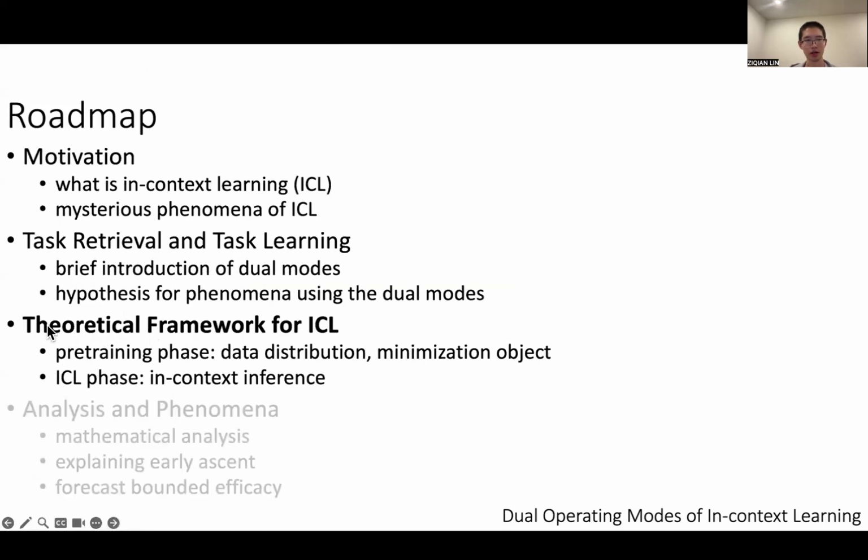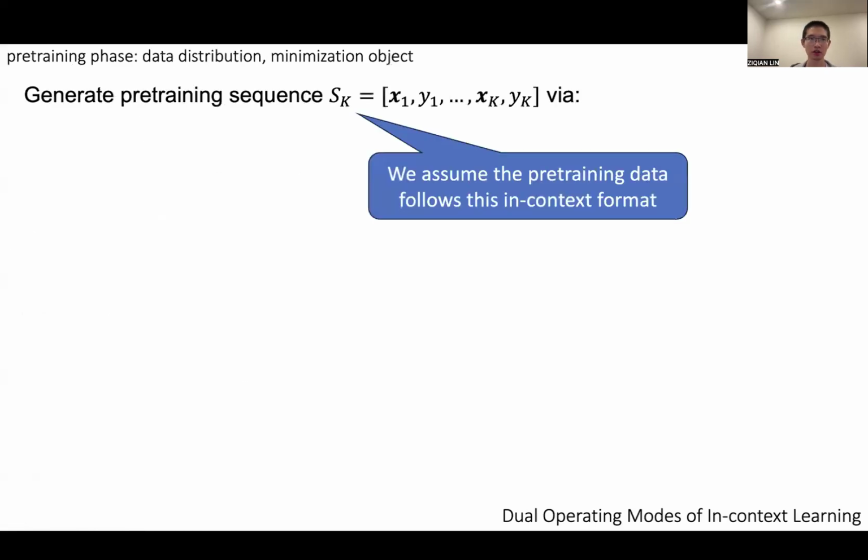Let's go to the third part, the theoretical framework for in-context learning. This part includes the pre-training phase, including data distribution and minimization objective. And after we pre-train the model, we go to the second phase, the in-context learning phase, and we will do in-context inference. In order to do pre-training, we need to generate a pre-training dataset or pre-training sequences, and the sequence follows x1 y1, x2 y2, until xk yk. So we assume the pre-training data follows this in-context format.